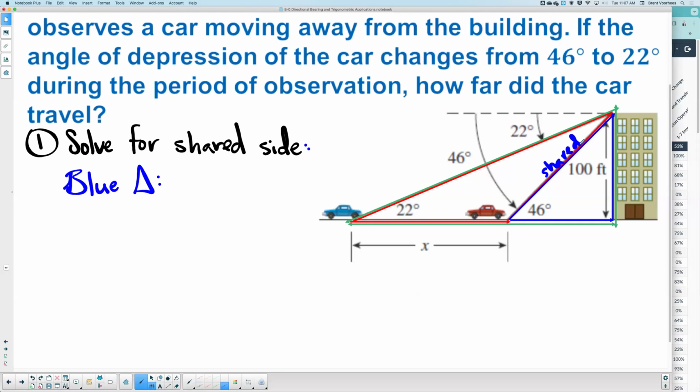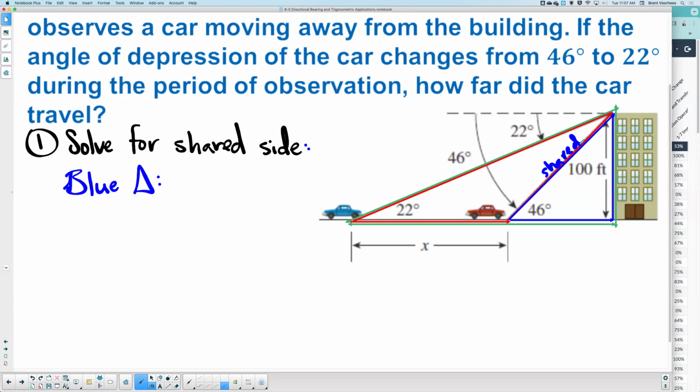Now, why is that the shared side? That's the only place the blue and the red meet. Do you see how that's the only place the blue and red meet? Now, if you would have chosen green and red, we would have had a different shared side. If we were doing green and red, you would have used the top piece. That's the one that's perfectly shared, not the bottom. So you pick the one that's perfectly shared between your shapes. Everybody cool with that?